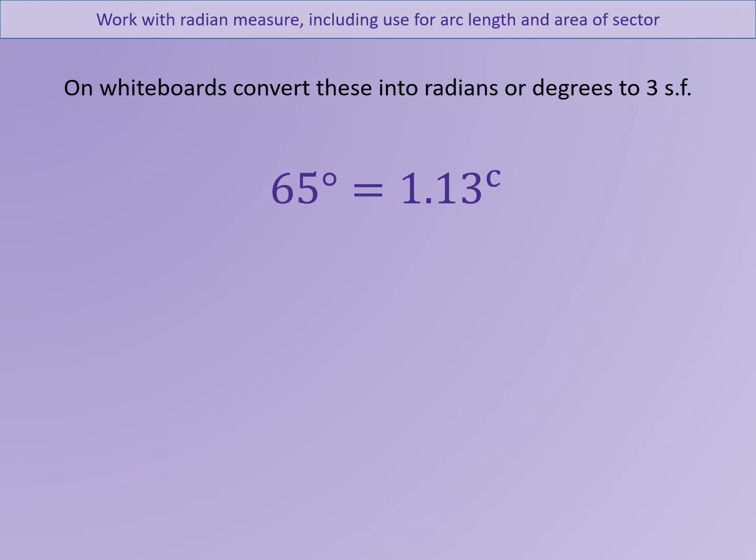Pause now and try the same, but with 232 degrees. This should have come up as 4.05 radians. We can also do the same to get from a value in radians to a value in degrees. For example, 2.4 radians. Because we're trying to convert to degrees, we now need to get our calculator into degrees mode. So again, do this by pressing Shift, Setup, choosing Angle Unit, and this time choosing degree. You should now have a capital D at the top of the screen.